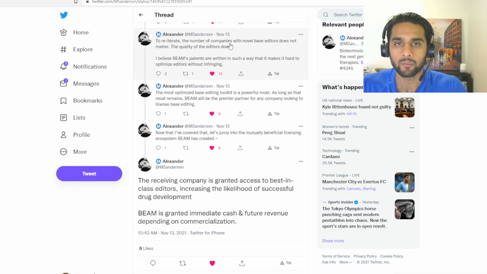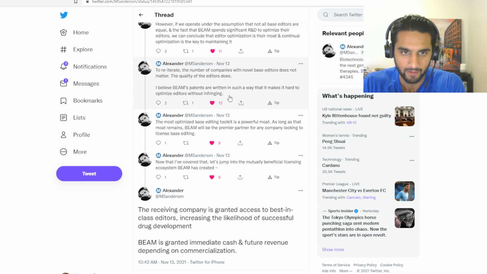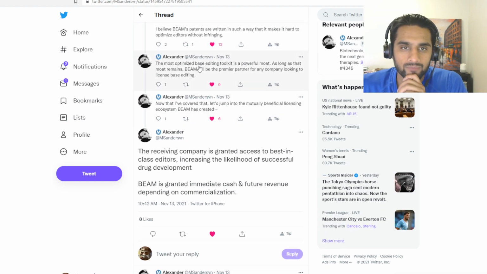To reiterate, the number of companies with novel base editors does not matter. The quality of the editors matters. Really, really underrated sentence there, right? I believe Beam's patents are written in such a way that makes it hard to optimize editors without infringing on them. The most optimized base editing toolkit is a powerful moat. As long as the moat remains, Beam will be the premier partner for any company looking to license base editing.